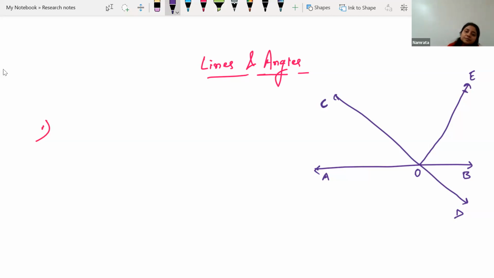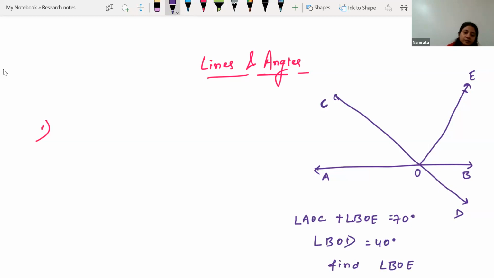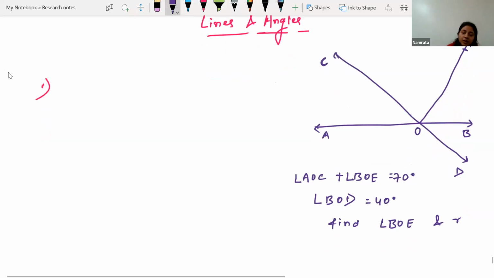If angle AOC plus angle BOE is equal to 70 degrees and angle BOD is equal to 40 degrees, then find angle BOE and reflex angle COE. Let's understand what exactly the question says.